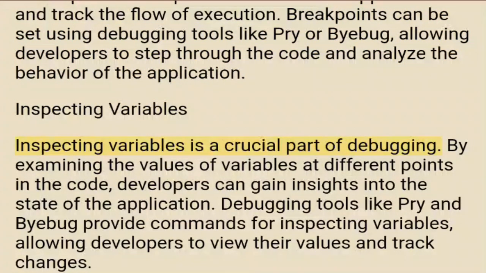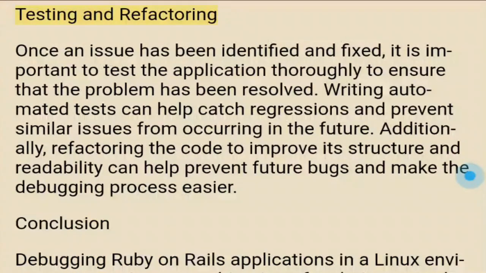Inspecting variables. Inspecting variables is a crucial part of debugging. By examining the values of variables at different points in the code, developers can gain insights into the state of the application. Debugging tools like Pry and Byebug provide commands for inspecting variables, allowing developers to view their values and track changes.